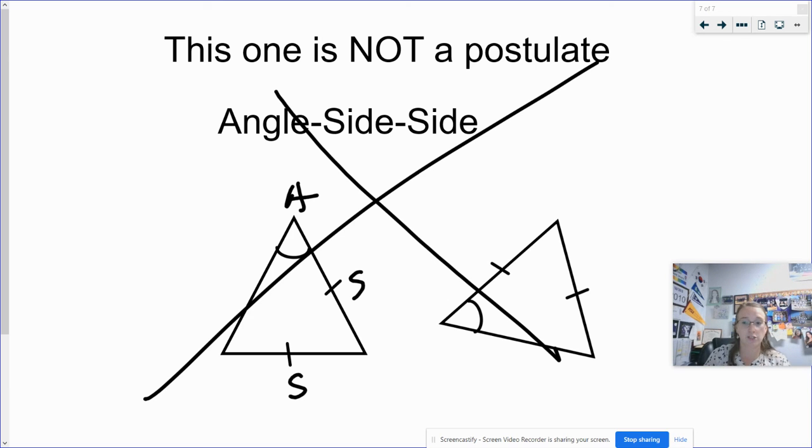If we saw this picture, what we would say is these triangles are not congruent. We don't have enough information. It's just these 5 in these specific orders.